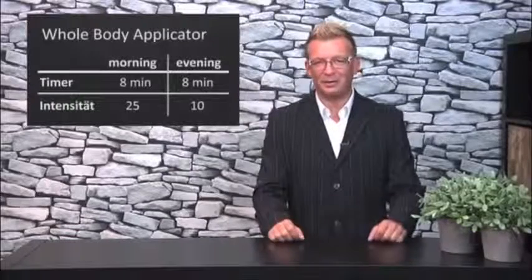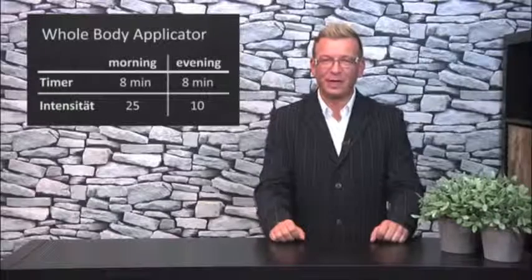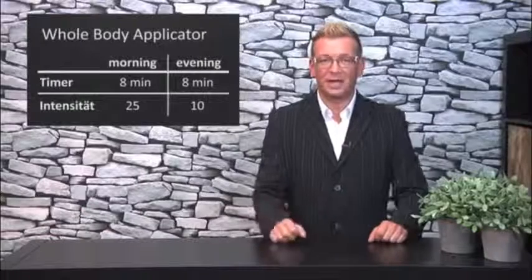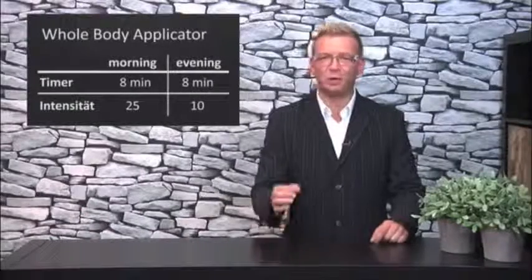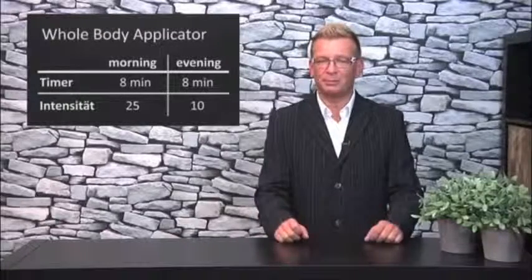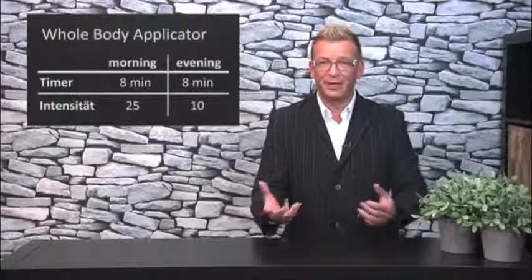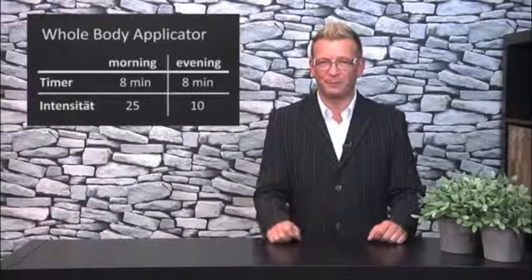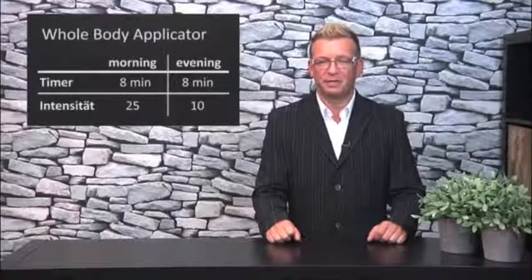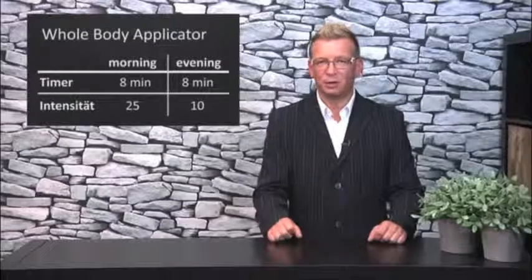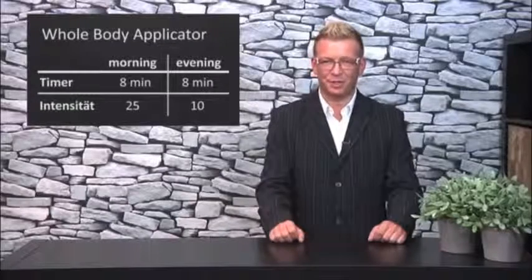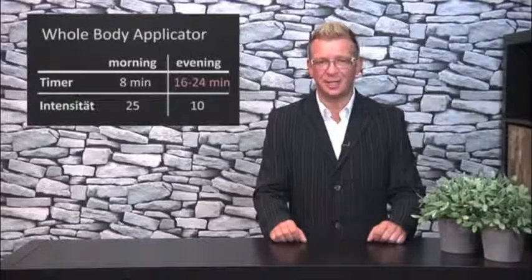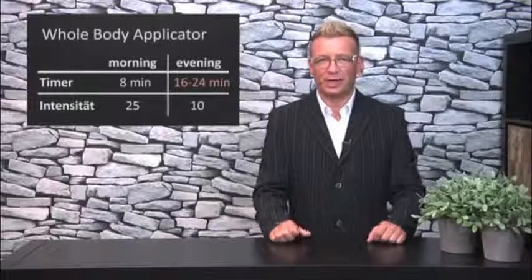So again, with a whole body applicator, in the morning 8 minutes, intensity 25, and in the evening 8 minutes on intensity 10. You do that at least for 2 to 4 weeks. Only in case, which we don't expect, that there is no reaction at all, meaning your subjective feeling using the iMRS doesn't change at all, you can change the setup to the following. You keep the intensity in the morning at 25 with 8 minutes, but in the evening you extend the time of the application. Instead of 8 minutes and intensity 10, you use 16 or 24 minutes with intensity 10. And again, do that for at least 2 weeks.